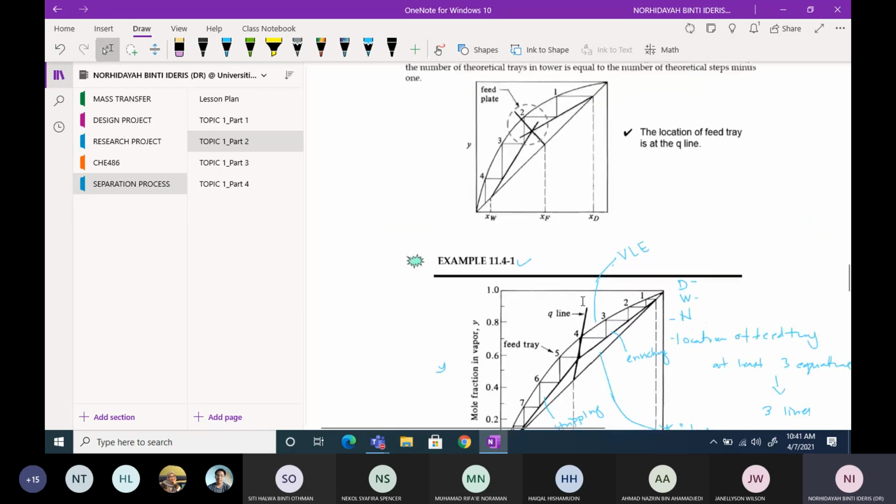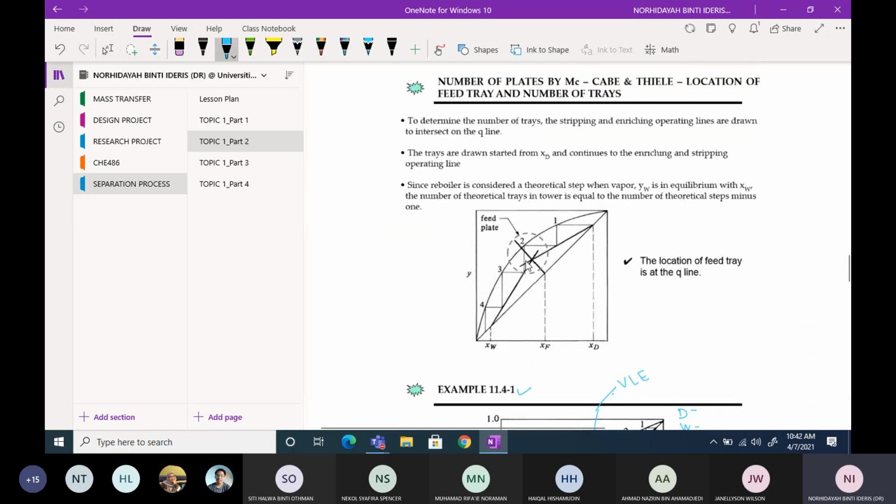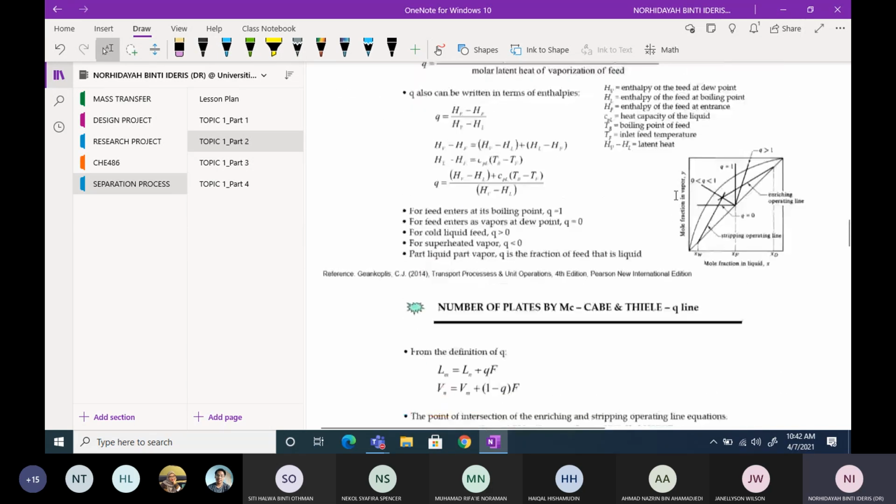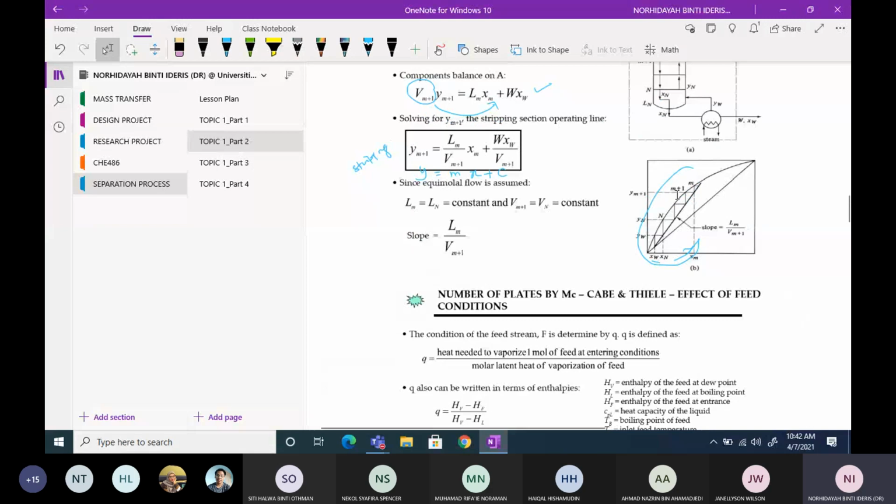Eventually you will get something like this. You can see here you have the enriching line and you have the stripping line. That's why drawing a 45-degree line inside this graph is important, because the SD will touch the 45-degree line and you will get your enriching line, and your SW will touch the 45-degree line and you will get your stripping line. How to plot that kind of line, we will discuss later.